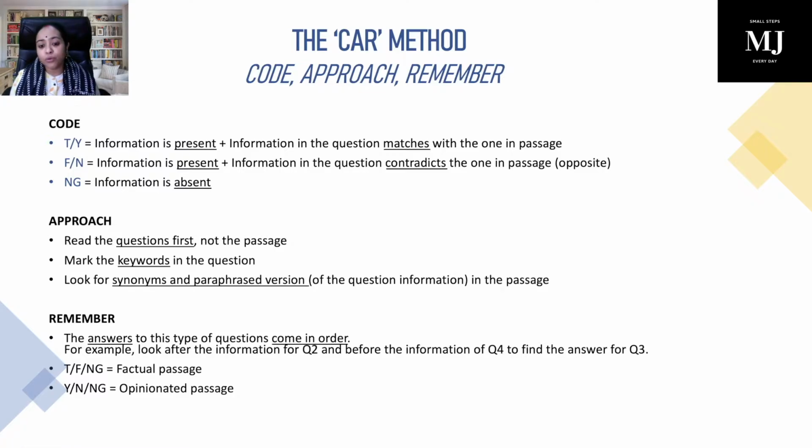When it comes to true, false, yes, no, not given questions, there are certain things to keep in mind. Number one, remember that these answers will come in order. Say if you have to find the answer for question number 3, you have to look after the information of question 2 and before the information of question 4. So look somewhere between 2 and 4. Don't begin again right from the start. It will save you a lot of time.